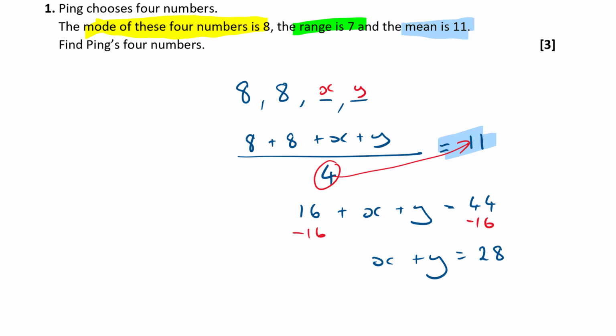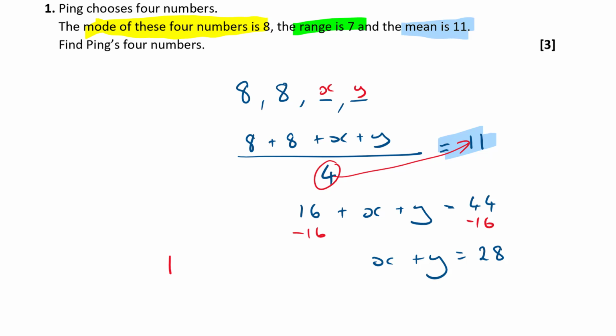Now, coming back to the fact that the range is 7, I already know that one of my numbers is 8. So the least possible numbers they must be is 1 then, isn't it? Because 1 plus 7 is 8, so it can't be any lower than 1. Similarly, if I add 8 plus 7, I get 15.